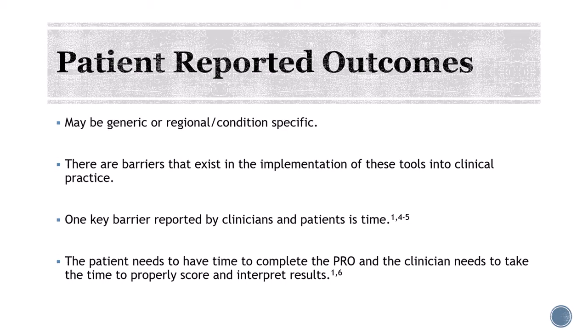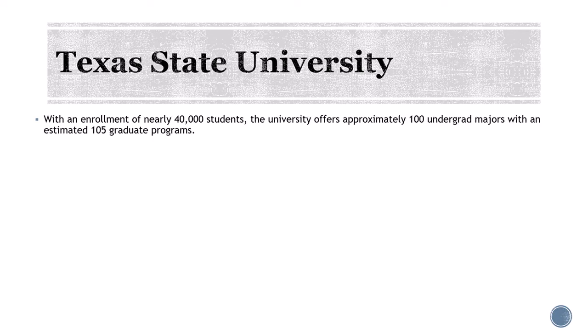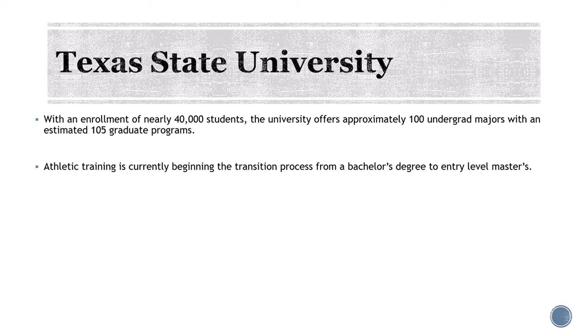So we've discussed a little bit on whole patient care, a little bit on patient-reported outcomes. Let me give you a setting. Texas State University, a large university in Central Texas with a diverse and large amount of undergraduate and graduate programs. Home to one of the state's oldest athletic training programs, it is seeing this program currently transition between a bachelor's degree and an entry-level or professional master's program.